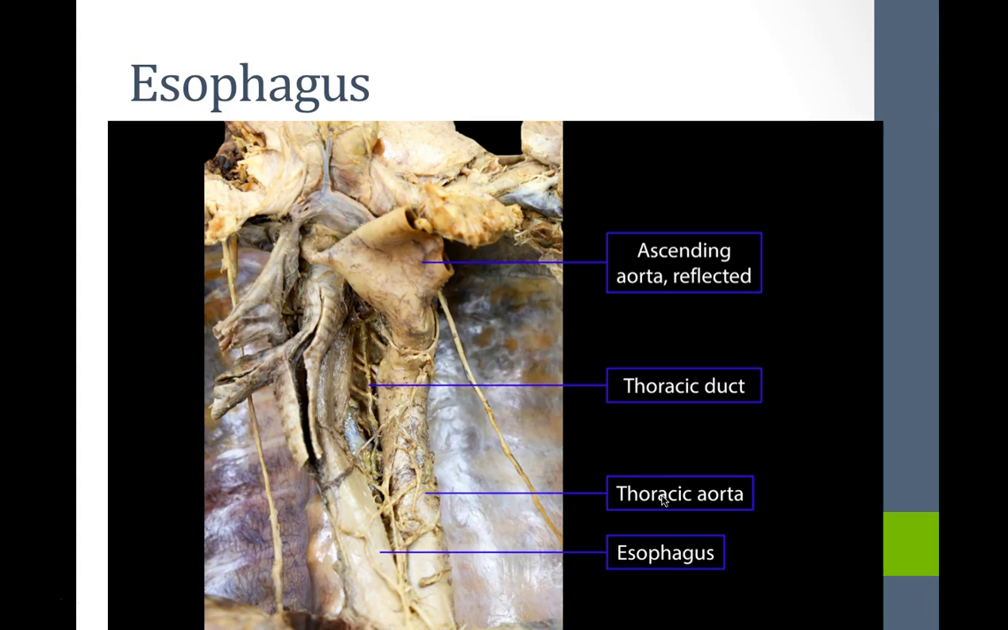So this is a cadaveric view of what your esophagus would look like. So you could see our trachea over here. It has been moved a little bit laterally in order for us to see the full extent of your esophagus. And you could really see the striated muscle when you're in lab of this.